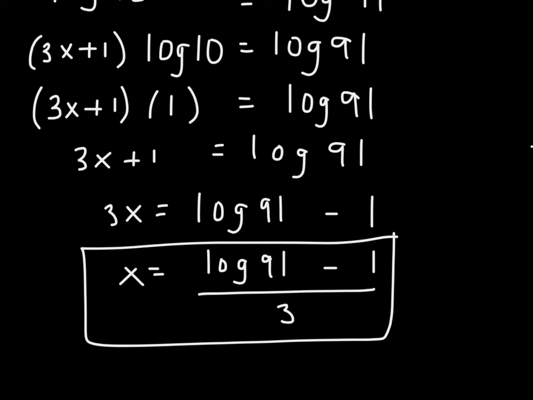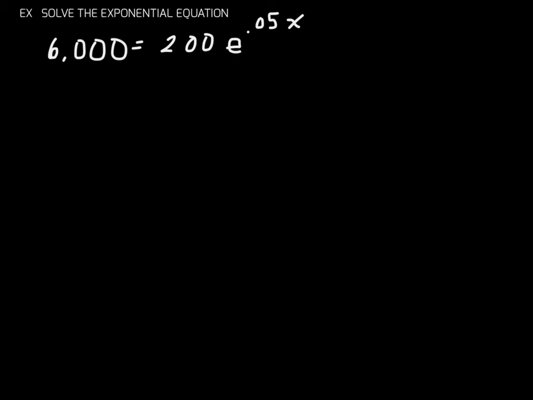Let's get the approximation. So let's plug in log 91 and then subtract 1 from that number and then divide all of it by 3. Okay guys, I'm getting approximately 0.31968. I don't know why I gave you so many decimal places, but whatever. That's what I'm getting. There are more decimals after that, but I just cut it off at that point. All right? Cool deal.